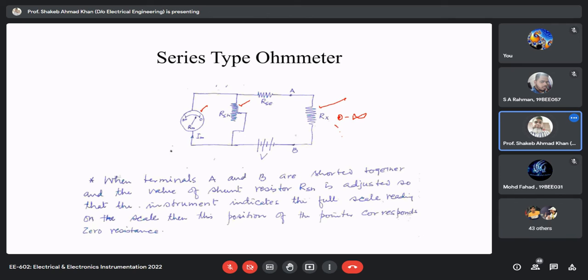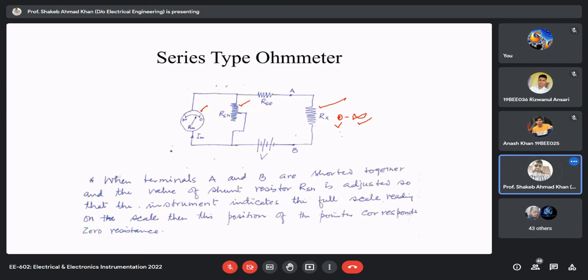So what do you mean by zero resistance? Short circuit. And infinite is open circuit. Now suppose we are shorting it, then obviously the maximum current will flow in the circuit. Am I right? Yes, sir. And this will give the meter maximum deflection, full scale deflection rather. So that's why at full scale I have written 0.